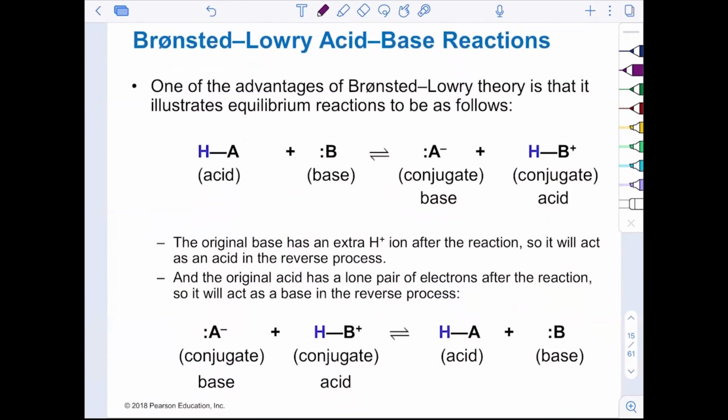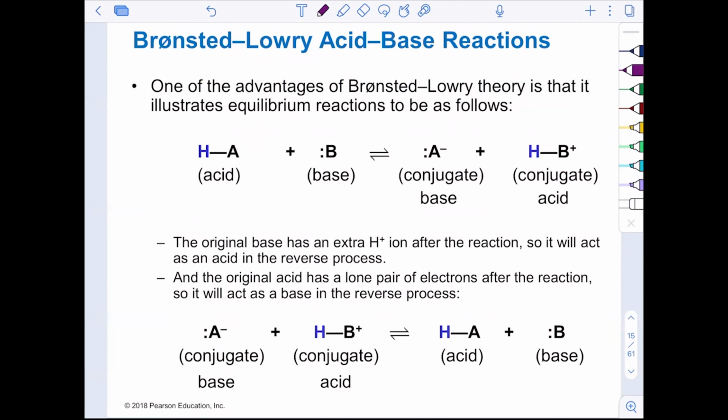Super cool. One advantage of the Bronsted-Lowry theory is that it illustrates equilibrium reactions as follows, right? Acid and base can be in equilibrium with the conjugate acid and the conjugate base. Sometimes we don't even care about these conjugates, right? We just want to think about what's an acid on the reactant side, what's an acid on the product side, and things like that. But we can use conjugate just to make sure that we know which side of the reaction we're talking about.